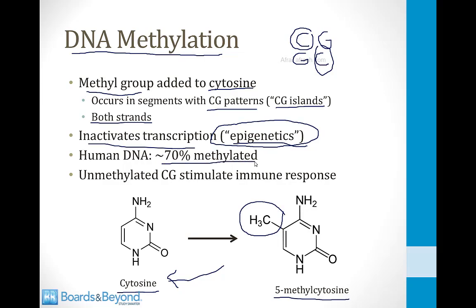And the important thing to know about this is that if the body finds lots of unmethylated CG strands floating around, that can stimulate an immune response, because the innate immune system will think that all this unmethylated DNA is probably coming from bacteria, and this can trigger an inflammatory reaction.